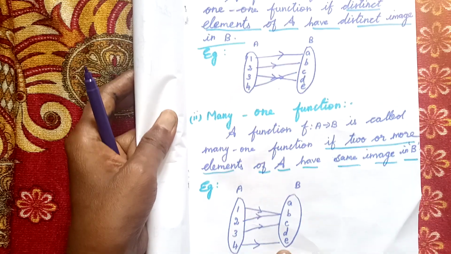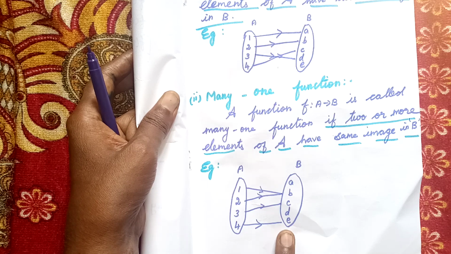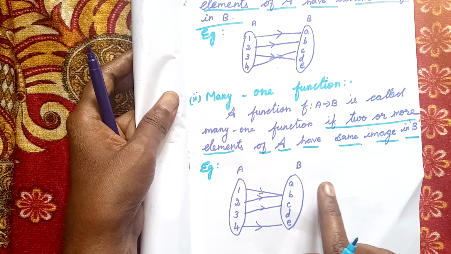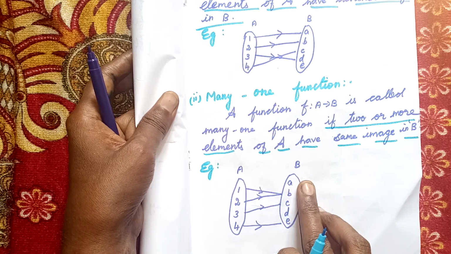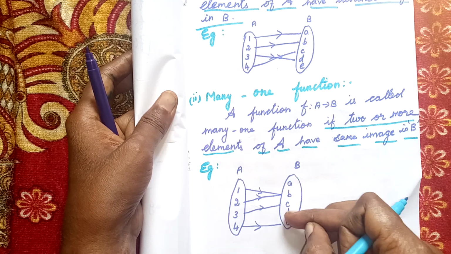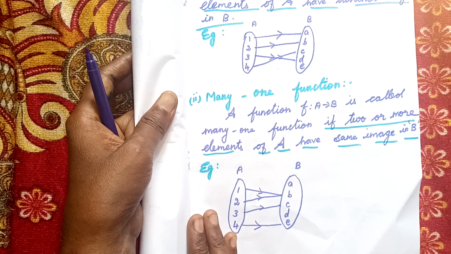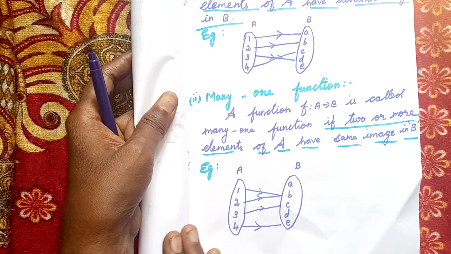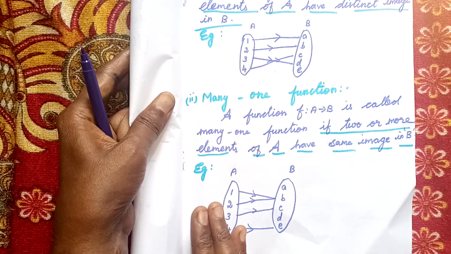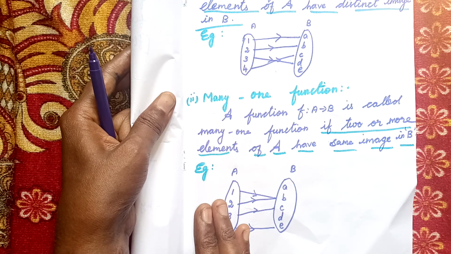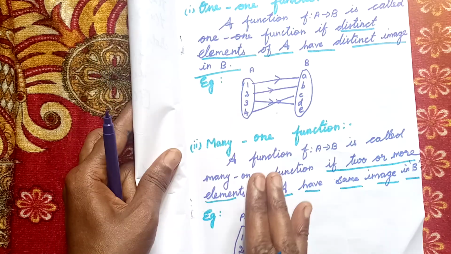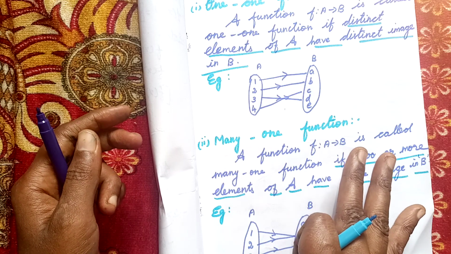Now this also is not an onto function. Why is it not an onto function? The elements A and D do not have a pre-image in A. Therefore it is not an onto function. Have you all understood about 1-1 function and onto function?